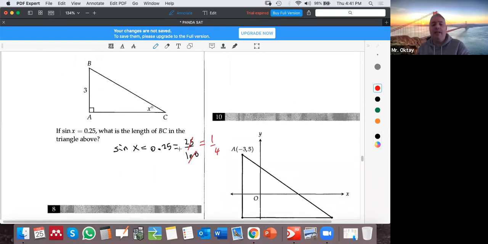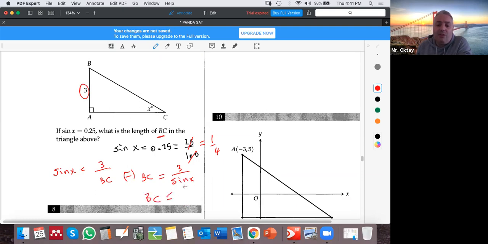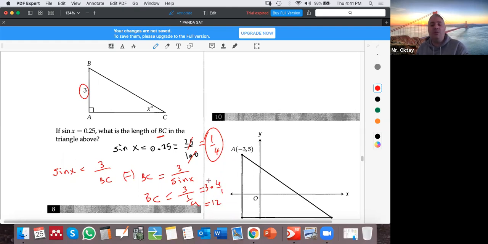So when I look here, sine of x is equal to 3 over BC. And my question is find BC. So in this case, what will BC be? BC will be 3 over sine of x. I just said sine of x is 1 over 4. And the result will be 3 times 4 over 1, which is 12. So we solved the question.